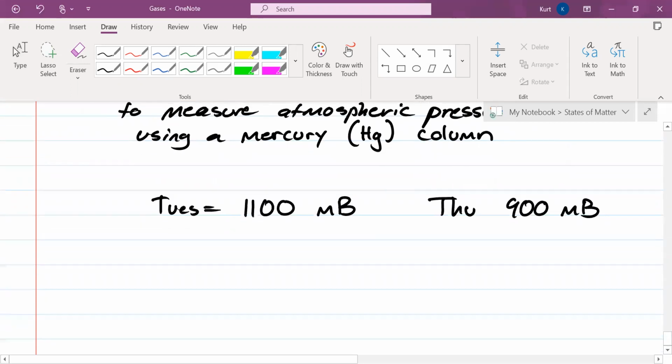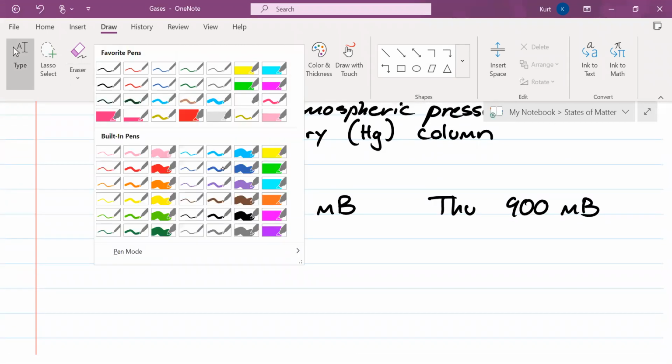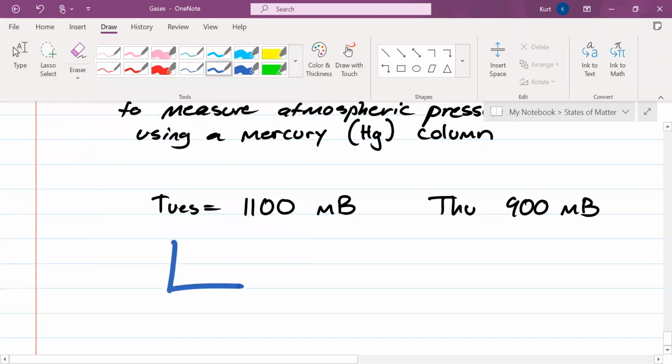When you look on a weather map, if you ever watch the weather, guys, a big blue L means low pressure. The big red H means high pressure. High pressure is nice weather. Low pressure is nasty weather.